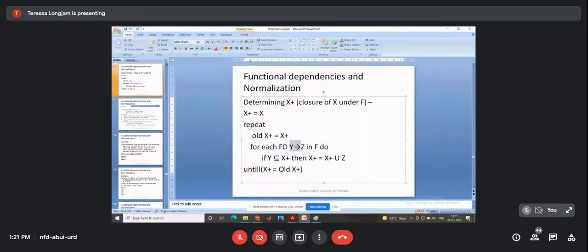If there is a functional dependency Y determine Z, and Y is a subset of X plus, if these two conditions hold, then we will include Z in your X plus, and this is going to be the new value of X plus. We have the old value of X plus and the new value of X plus. We will check whether these two remain the same, meaning there are no changes in your X plus. At that point of time, we will end this iteration. Like that we are going to determine your X plus. Any doubt here? This is a very important algorithm. You have to remember it.